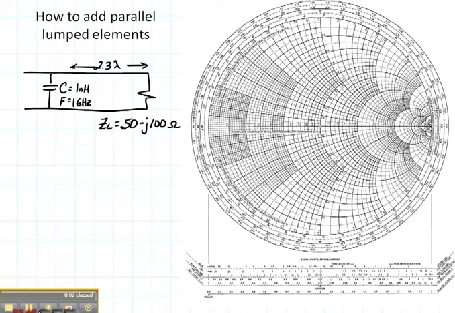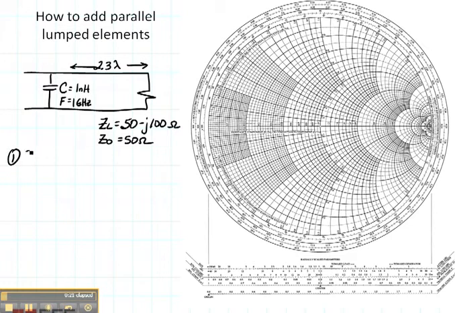Now let's do an example. Let's suppose that we have a load of 50 minus j100 ohms on a 50 ohm transmission line. It's connected to a piece of transmission line that is 2.3 wavelengths long, and I want to add in a parallel capacitor. So the first thing that we do is we normalize.